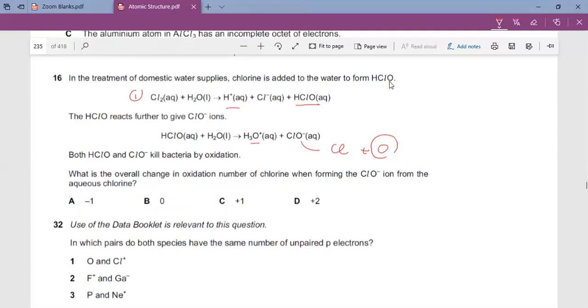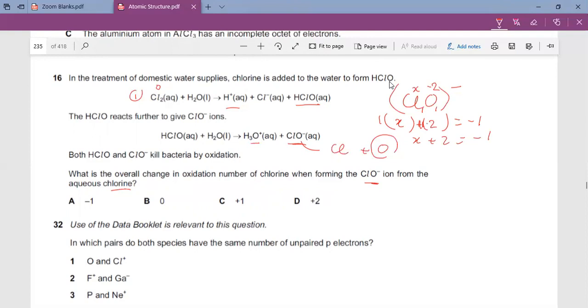What is the overall change in oxidation number of chlorine when forming this ion from aqueous chlorine? Here the charge is 0, remember, it's an element. And what is this here? Very simple. Now the whole thing here, ClO minus, is -1. Oxygen is more electronegative, so it's always -2. So let's say this is X. There are 2 entities here, so 1 times X and 1 times 2. So X plus 2 gives you -1.